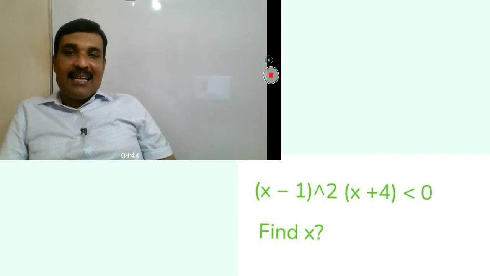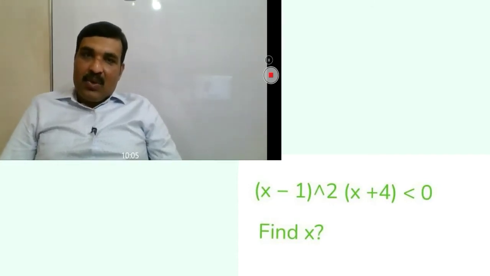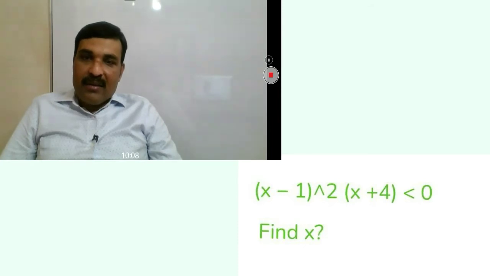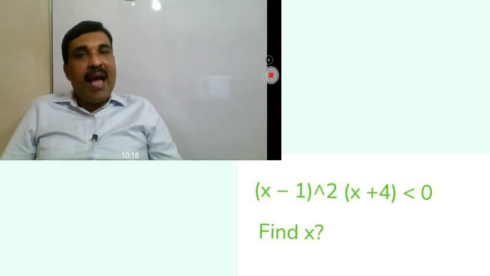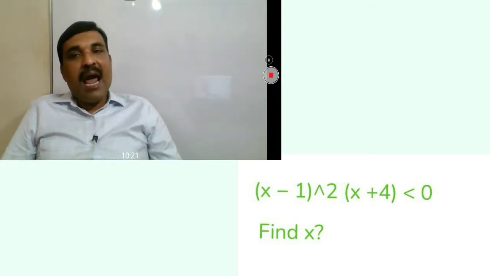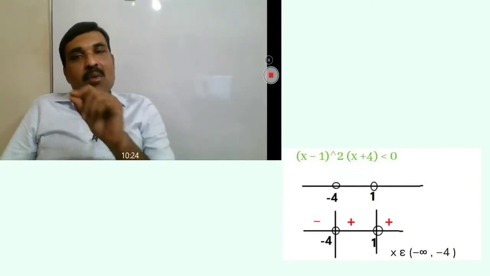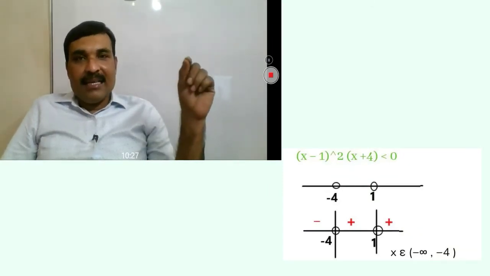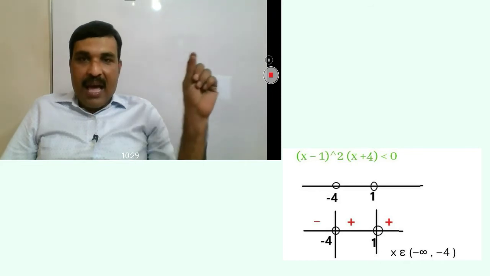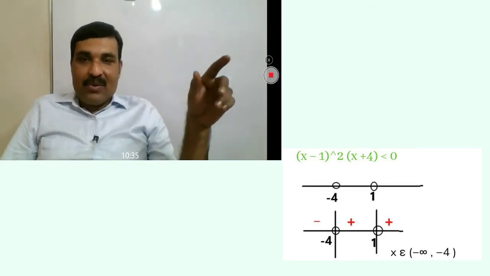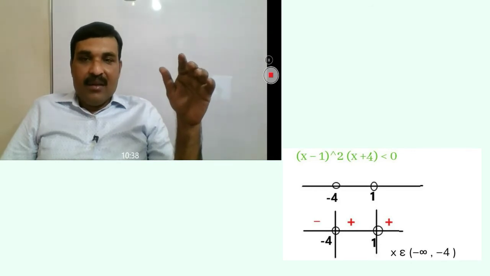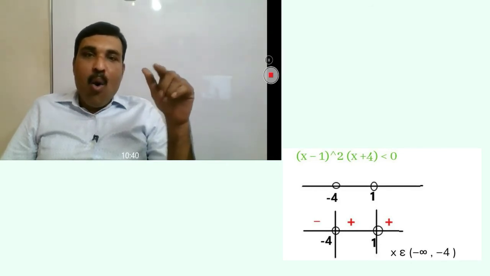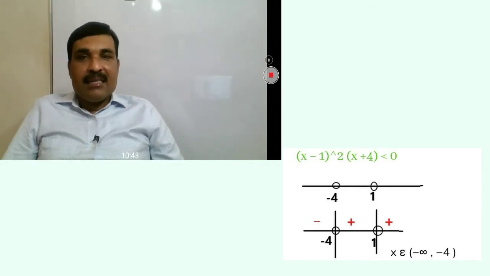Now consider another example, that is f of x is equal to x minus 1 the whole square multiplied by x plus 4 that is less than 0. Now trace the values of x. We have x is equal to 1 and x is equal to minus 4. Now mark these points on the real axis, that is x is equal to minus 4 and x is equal to 1. The f of x is less than 0. That is a non-positive quantity. So we can mark a hollow circle at the point x is equal to 1 and x is equal to minus 4. Since that point is excluded.